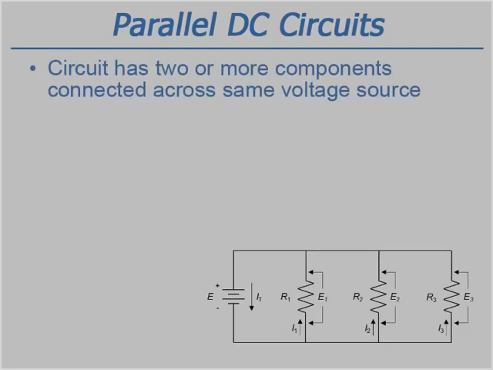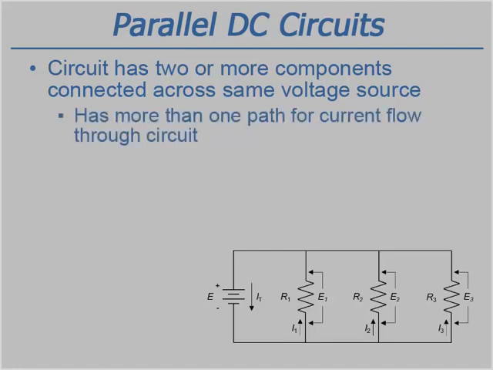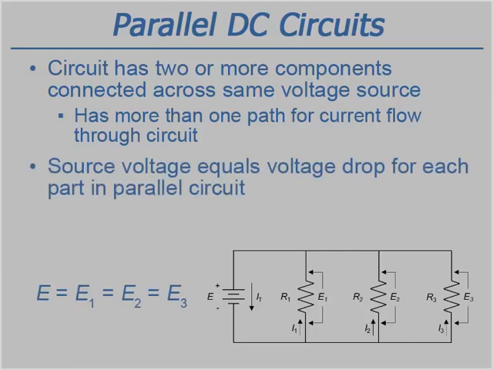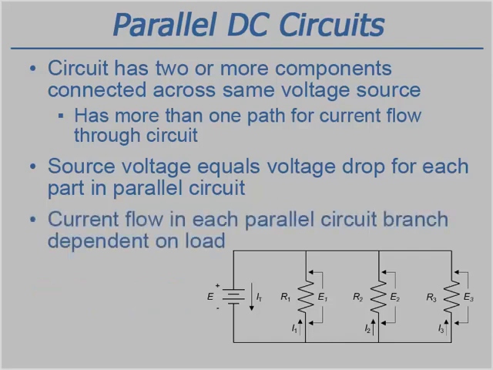Simple parallel circuits are circuits with two or more components connected across the same voltage source, or, stated another way, a circuit which has more than one path or branch for current to flow through the circuit. In a parallel circuit, the voltage drop across each branch of the circuit is the same as the source voltage, meaning each parallel branch has the same voltage. Current flow, however, is dependent on the load in each branch.